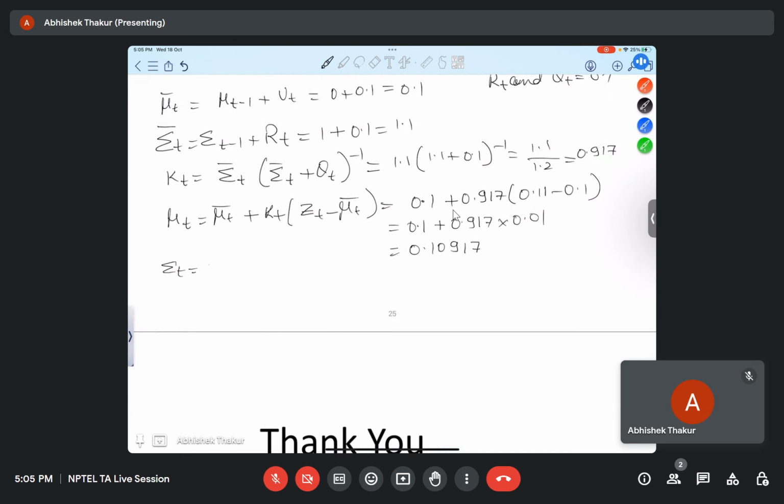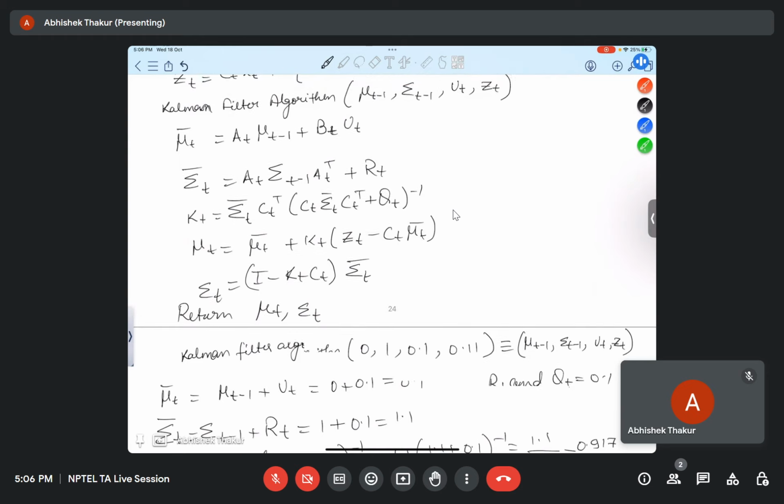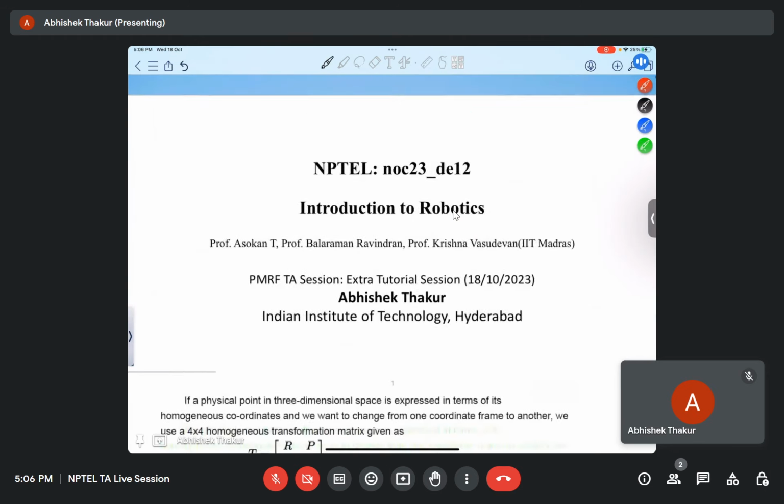Sigma t is equal to I minus Kt times sigma bar t, that is equal to 1 minus 0.917, and sigma bar t is 1.1, that is equal to 0.083 into 1.1. This is equal to 0.0913. So this Kalman filter will return the value of belief and the covariance. This will return mu t is equal to 0.10917 and sigma t is equal to 0.0913.